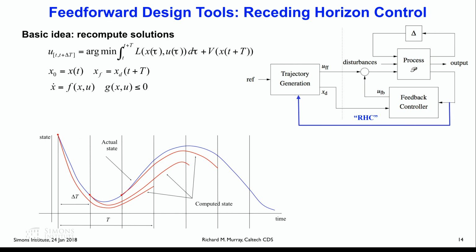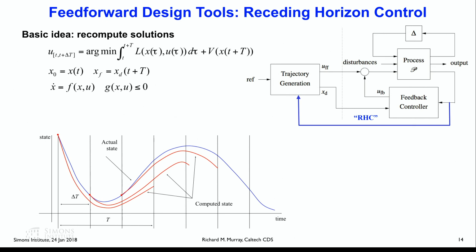Now, of course, the model might be wrong. There are disturbances that I didn't take into account. There are no disturbances in here because I don't know what the disturbances are. So I might not actually end up where I thought. Maybe I end up here instead, so I have some error. What am I going to do? Well, I know where I'm at, so recalculate from there. So now I recalculate this next trajectory out for capital T seconds, starting from where I'm at.